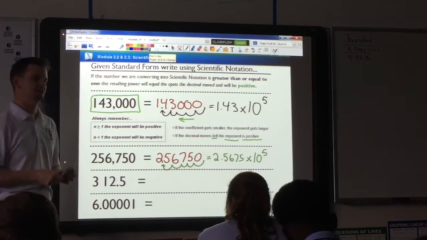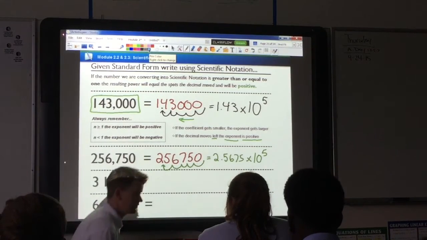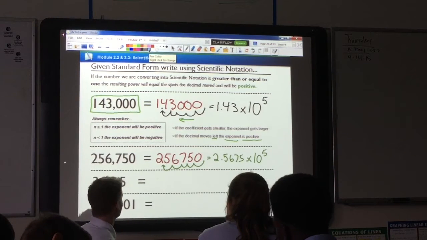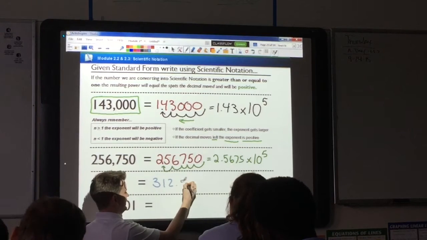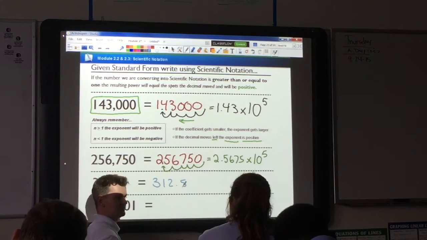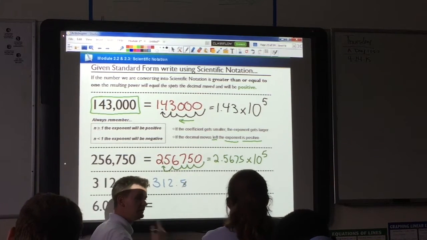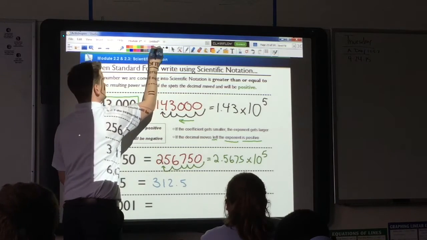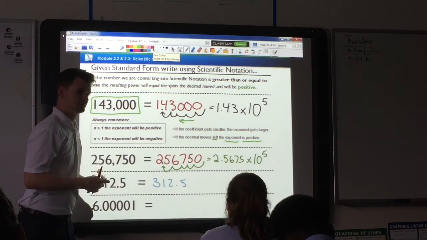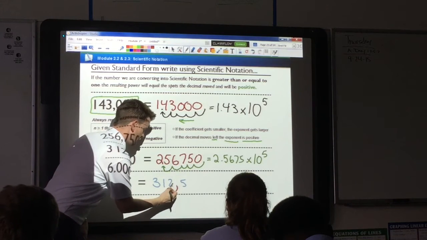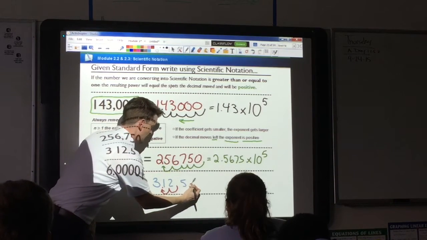Sydney, it happens to be your card. That time I just asked you if you saw the error. Sydney, we're going to write out the number 312.5. This time I can see my decimal, so I'm going to start from my decimal. Sydney, which way do you have to move it? Left. To the left, how many times? Two. Let's see if this works. 1, 2. We drop the decimal there, we write out our coefficient.